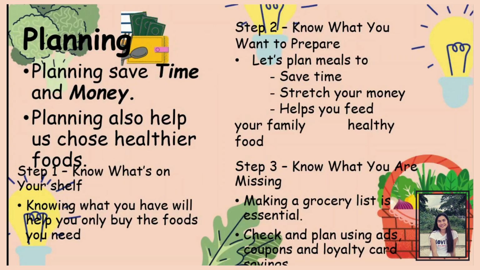So planning saves time and money. It also helps us choose healthier foods. So planning has 3 steps. So step 1 is know what's on your shelf. Knowing what you have will help you only buy the foods you need. So we must know what foods are available and what foods are lacking in our kitchen to reduce impulsive buying.